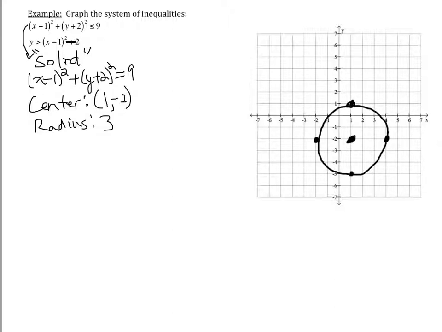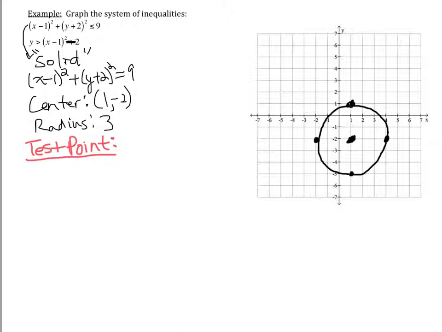Now I'm going to choose a test point. With your test point, you can choose any point that the circle doesn't pass through. Now I can look at that graph and pretty much tell that (0, 0) is not going to be a point on that graph. But to be completely sure, I'm not going to use (0, 0). Whenever I use circles, you can use (0, 0) here, but sometimes it's a little hard to see because you're not able to draw a perfect circle.